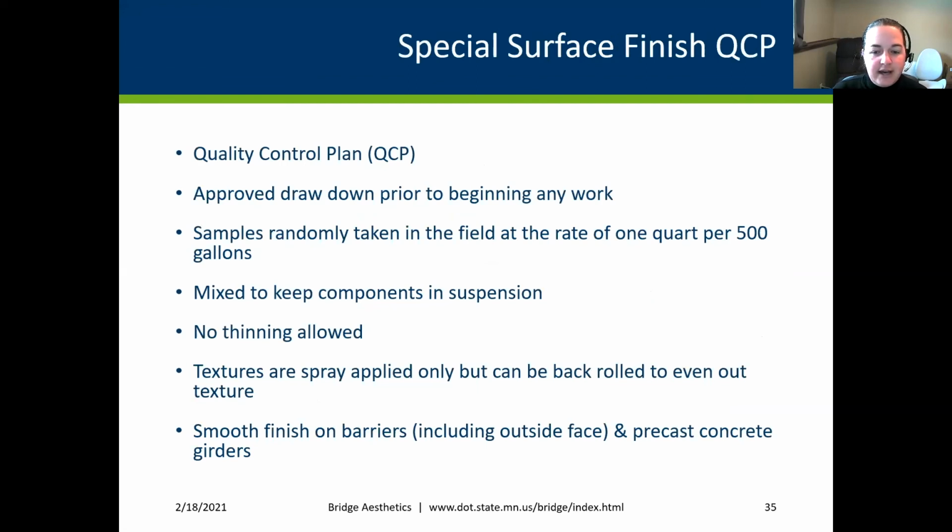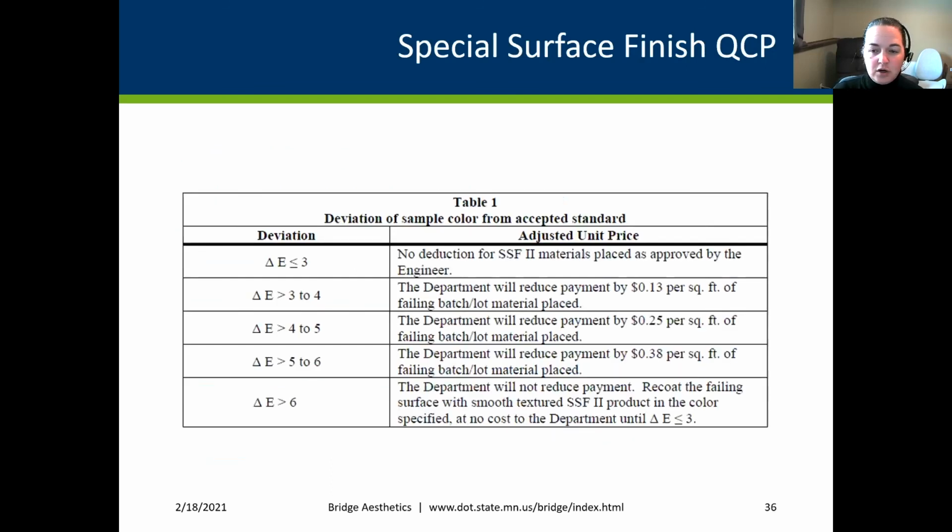All of our surface finishes now use a quality control plan, which I won't go into much with you guys. A lot of people question that we now have a monetary penalty for our aesthetics, not for the color of a structure. And a lot of people are questioning why. Does MnDOT really care that much if a structure is a shade darker or a shade lighter? But what we're actually looking for is problems in the product.